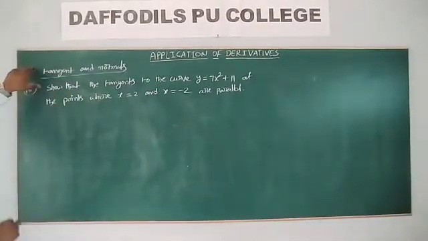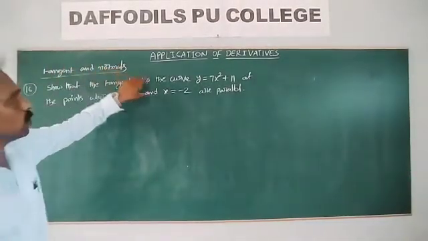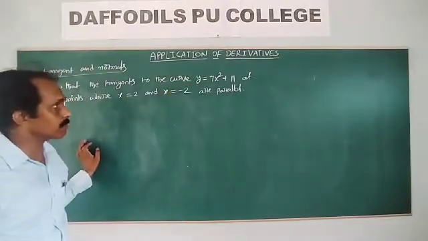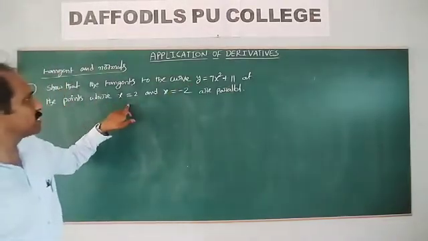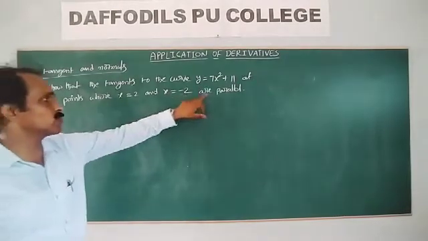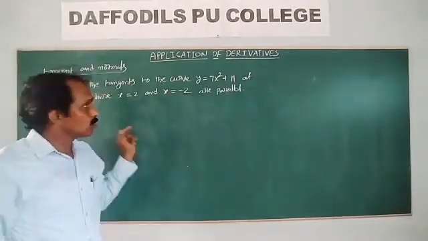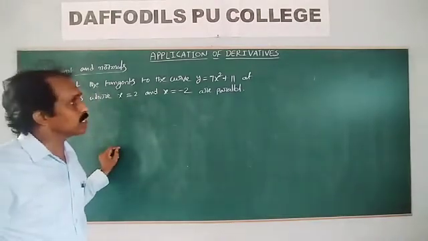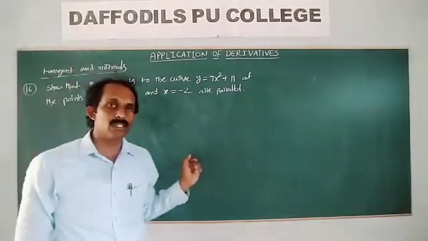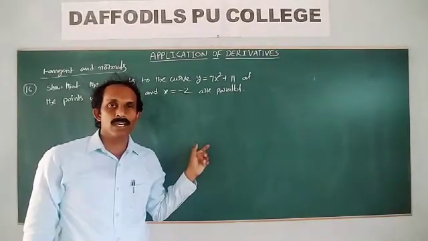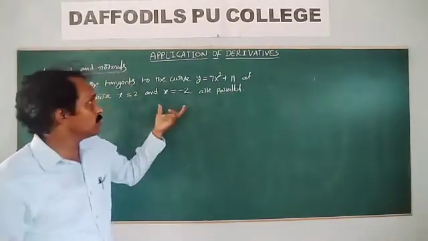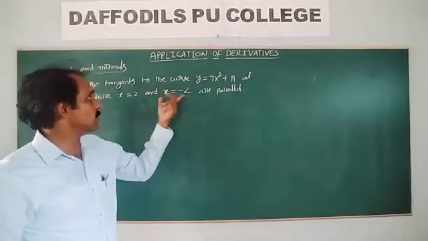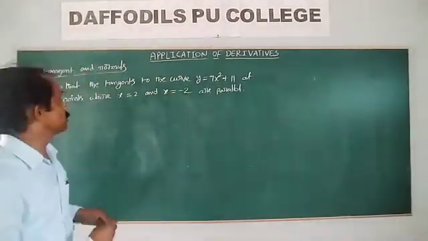What is the question? Show that the tangents to the curve y is equal to 7x square plus 11 at the points x is equal to 2 and x is equal to minus 2 are parallel. What is the meaning? Two lines are parallel means their slopes are equal. So what will we show? The tangent slopes at both points are equal.